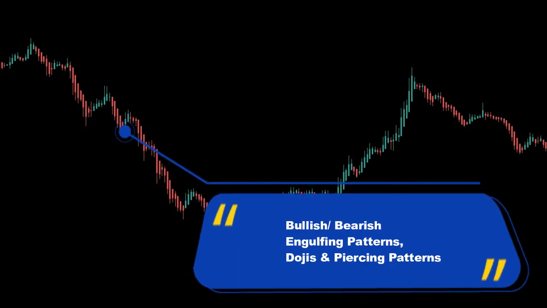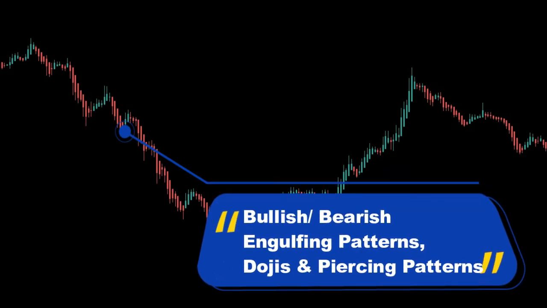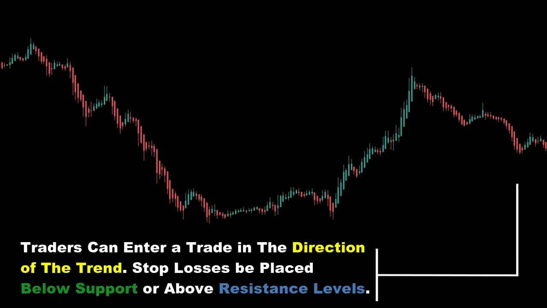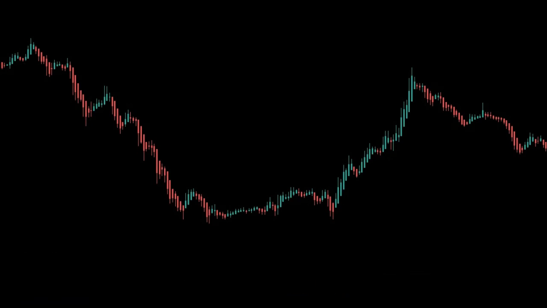Some common signals include bullish or bearish engulfing patterns, dojis, and piercing patterns. Once a signal has been identified, traders can enter a trade in the direction of the trend. Stop losses should be placed below support or above resistance levels. So friends, I hope you are now clear about Heikin-Ashi candlesticks.